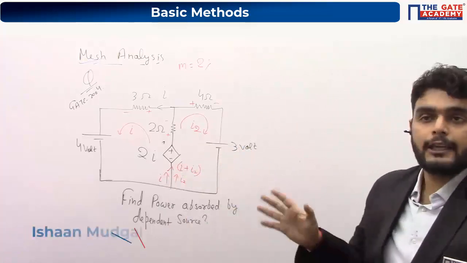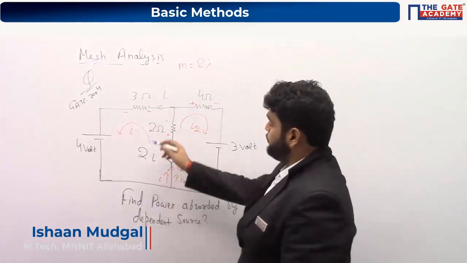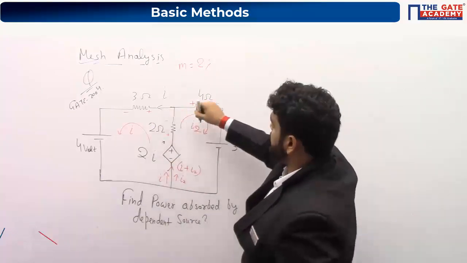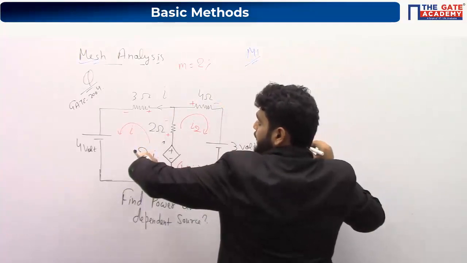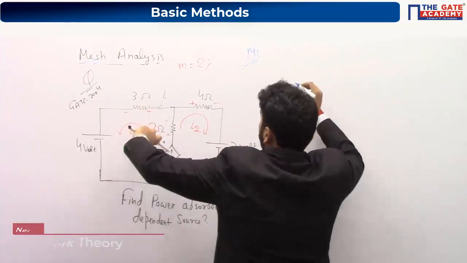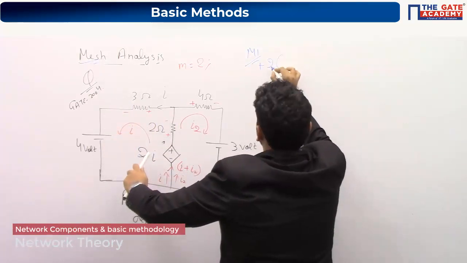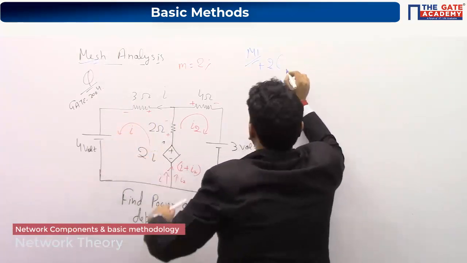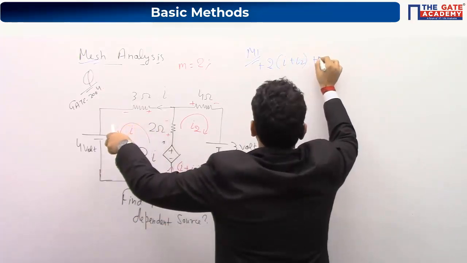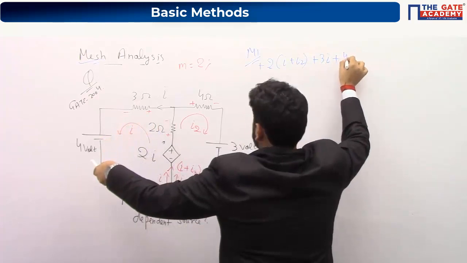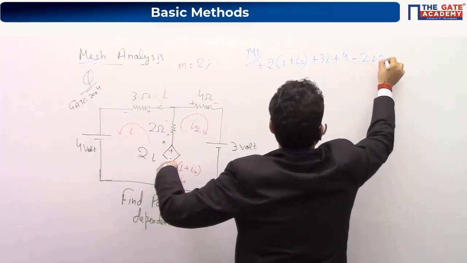Now we will write the KVL equation. See here, you can write the KVL equation in any form. So this is mesh 1, this is mesh 2. For mesh 1, I am going in this direction. It will be plus 2, the current flowing through 2 ohm is I plus I2, plus 3I plus 4, and here this one minus 2I equal to 0.